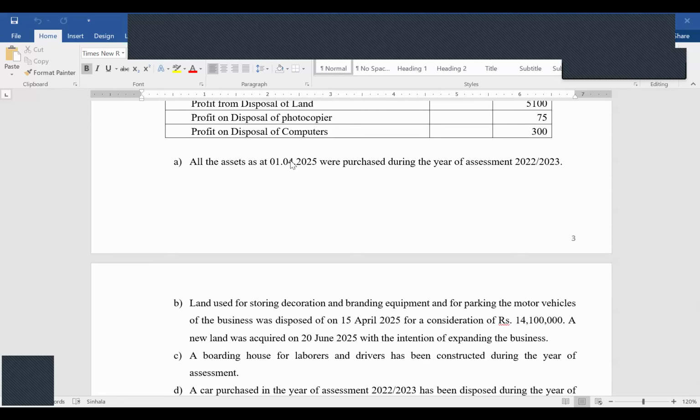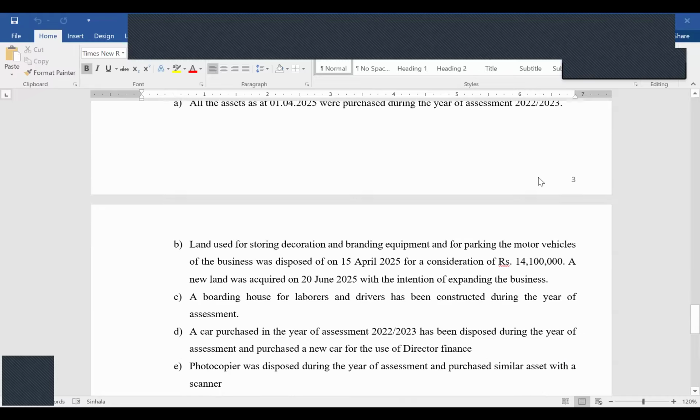Then all assets as at 25/4/1 were purchased during the year of assessment 22-23. So when you are calculating the depreciation on previous years of assessment, you have to go up to only 22-23 because the purchase of all the opening assets was in the 22-23 year of assessment.